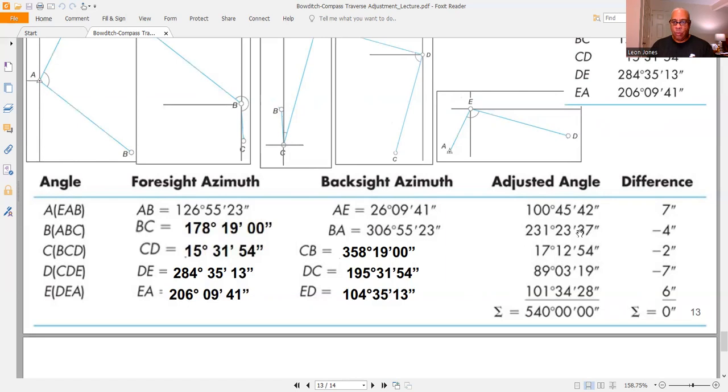Now here, you do the same thing. Because 306.55.23 is greater than 178.19.00, you add 360, and then you subtract, you get this number, 231.23.37. Here again, you're going to add 360, and you're going to subtract CB from, when you add 360, it's 375.31.54. You subtract 358.19.00 to get 17.12.54.